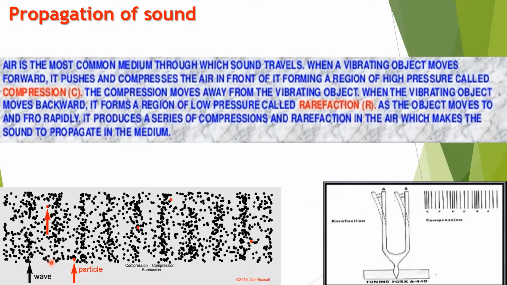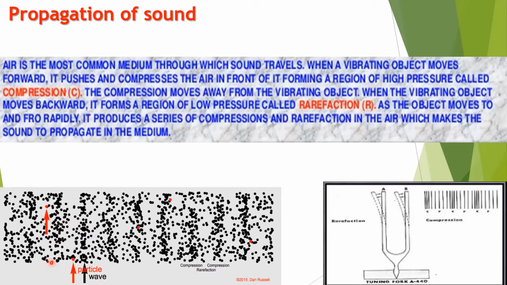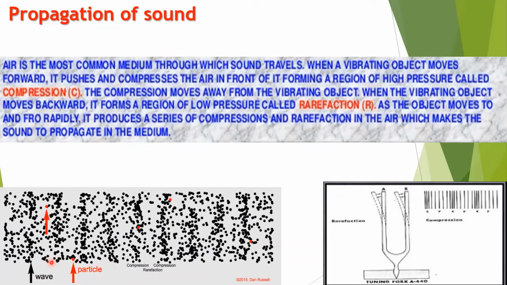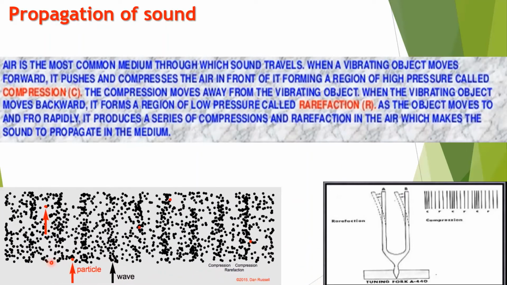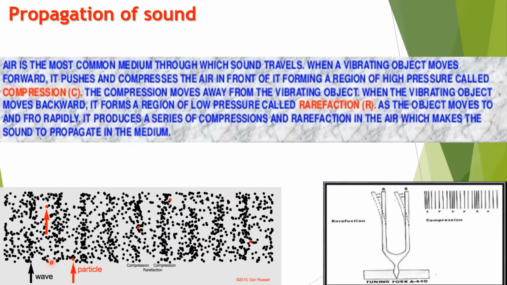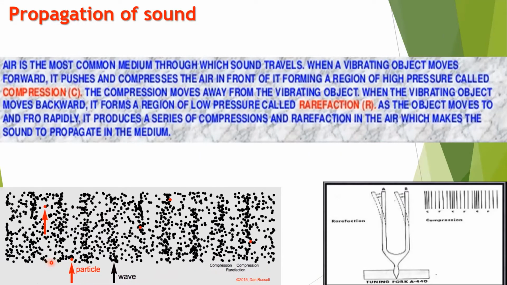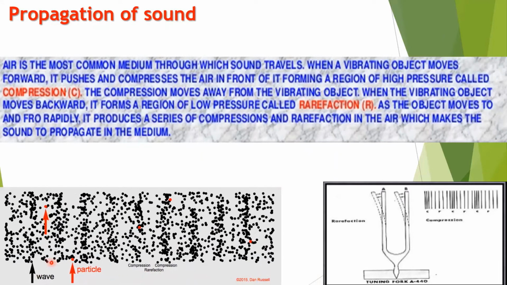Now you would be thinking, what means the propagation of sound? When the object vibrates, vibration means the to and fro motion of an object, it produces a series of compressions and rarefactions. Compression means moving forward, and rarefaction means moving backward in the air, which makes the sound propagate in the medium. Here the medium is air. The medium can also be taken as water.